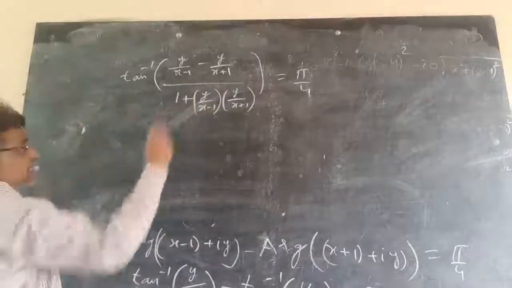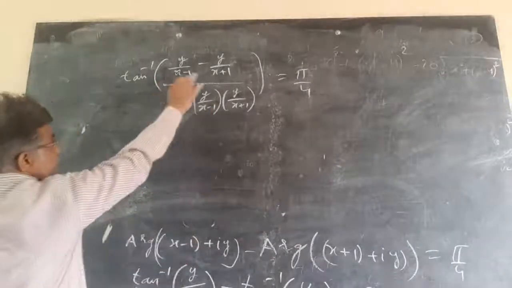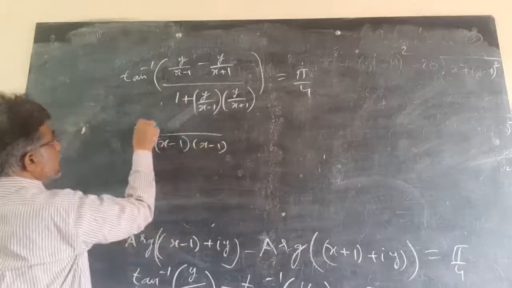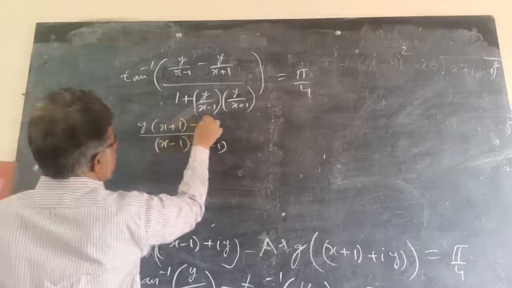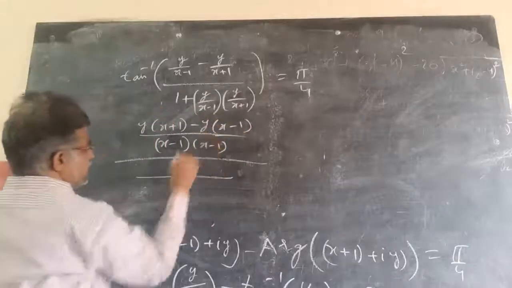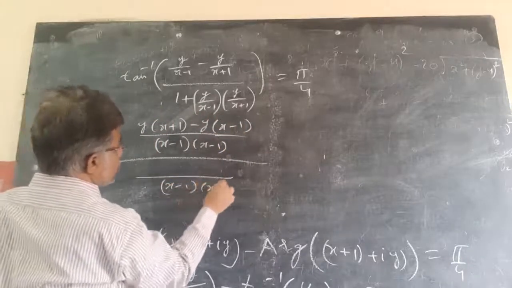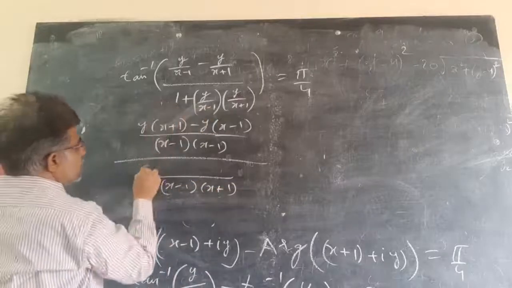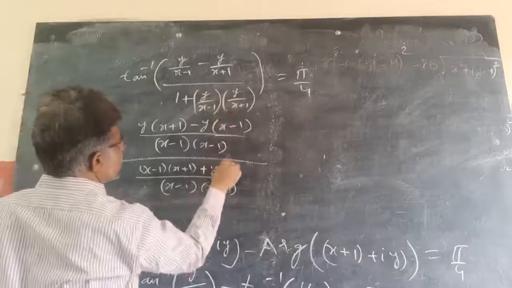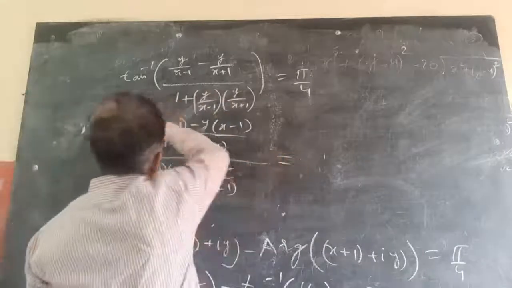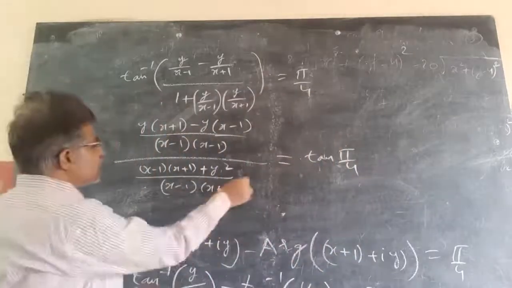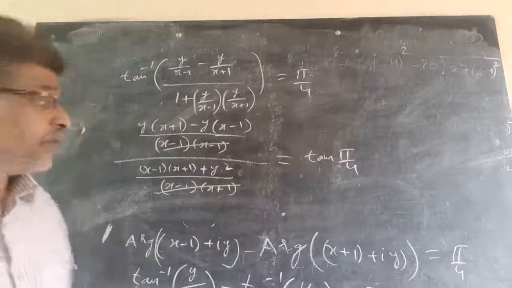Now take tan on both sides. On this side the LCM is (x minus 1) into (x plus 1). So the numerator becomes y into (x plus 1) minus y into (x minus 1). In the denominator also (x minus 1) into (x plus 1) is the LCM, so we get (x minus 1)(x plus 1) plus y into y, equal to tan pi by 4, which I can write as 1, and the common denominators get cancelled. Now simplify.